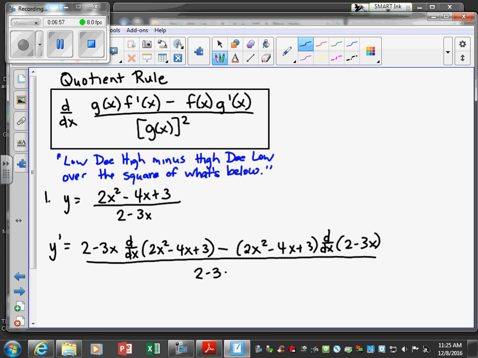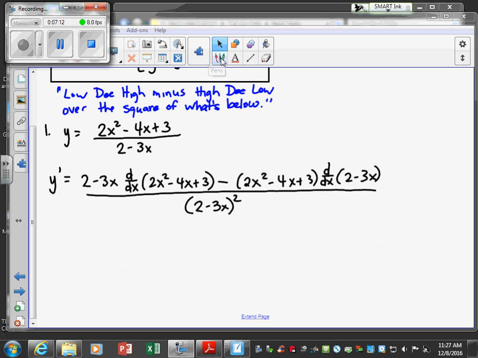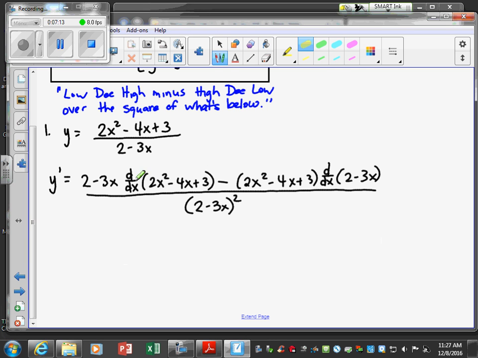One more time, so it's low d high minus high d low over the square of what's below. Okay, so we are going to take our time. First thing we're going to do is calculate the derivatives this time.